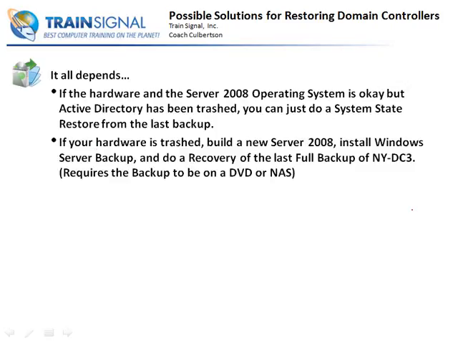Now, if your hardware is trashed, and the backup of the server that just blew up is in a different location, let's say you have it on a network attached storage server, or on a DVD or whatever, here's what you can do. You can build a brand new Server 2008, install Windows Server Backup, and then do a recovery of the last full backup of your DC3. Again, this does require the backup to be on a DVD or on a network attached server somewhere other than the server that just blew up. And again, this is only if your hardware is just completely trashed.